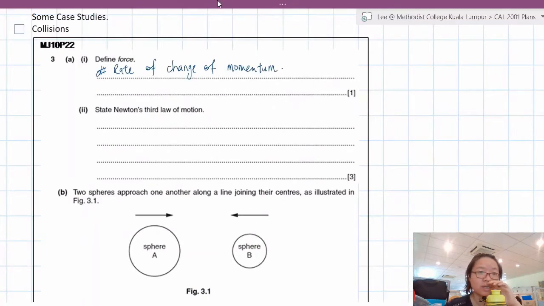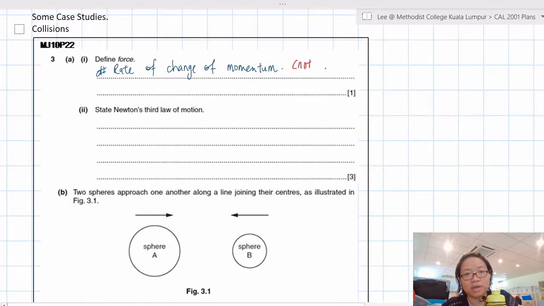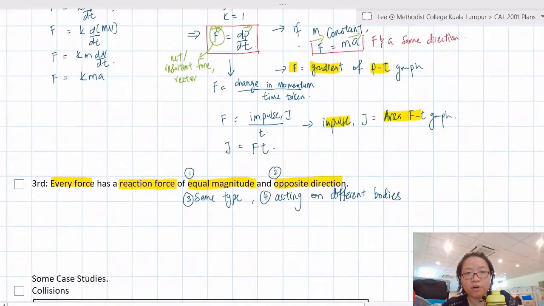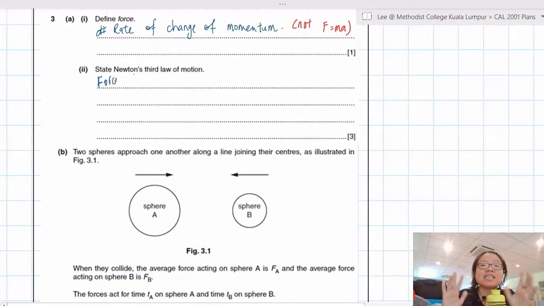I'm going to do an example to show you what I mean by acting on different bodies, by using collision. First thing, define force. Force is defined as rate of change of momentum. Do not use F equal to ma. F equal to ma is only for constant mass.